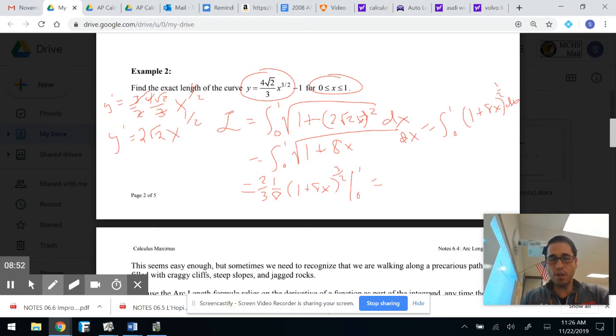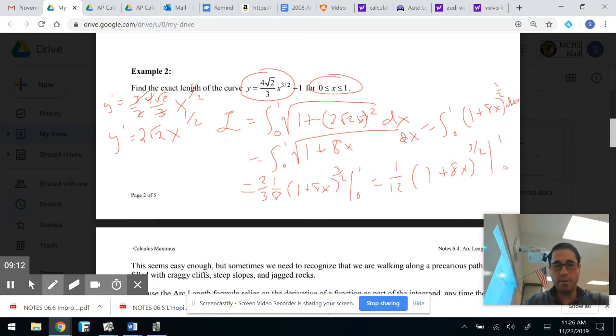And let's simplify a little bit. My constant out there in the front, what's that give me? That gives me a 1 over 12. Right, class? I'm going to check my notes, make sure that's good to go. Yep, for sure. And then I get a 1 plus 8x to the 3/2. Okay, let's do some work. Oops, 0 to 1. Oh, I'm going to bring it down here.